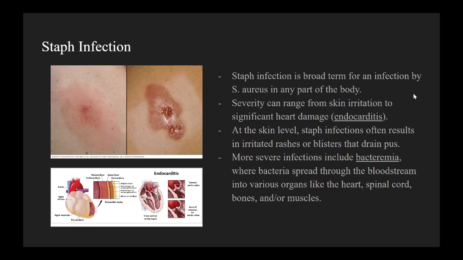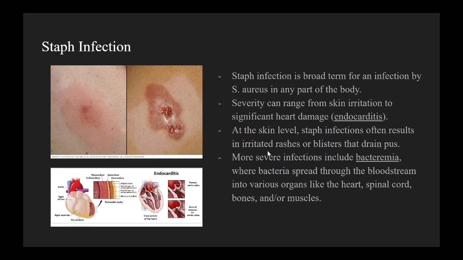Yeah, so now let's look at the details of a staph infection. Right, it's a broad term, as we said, for any infection by Staph aureus anywhere in the body. The severity can range from just slight skin irritation to even significant heart damage that can be life-threatening, such as what we call endocarditis, where the bacteria infect the inner lining of the heart and start messing with that.